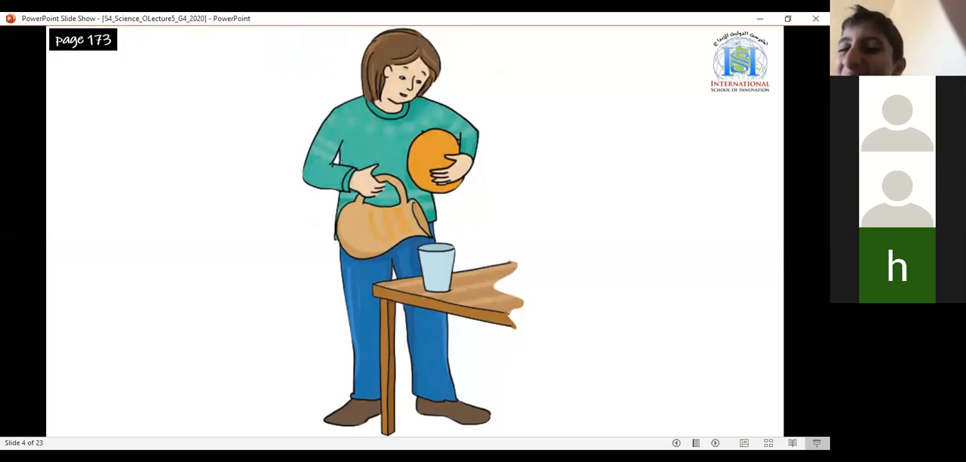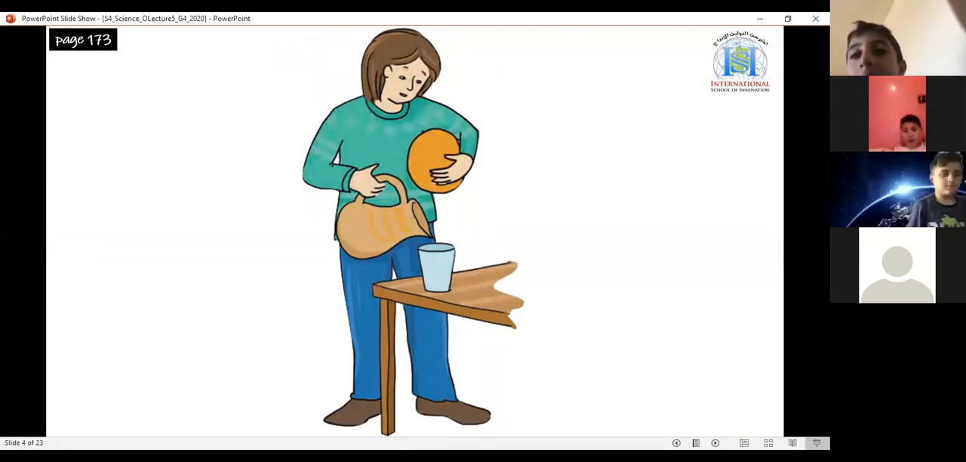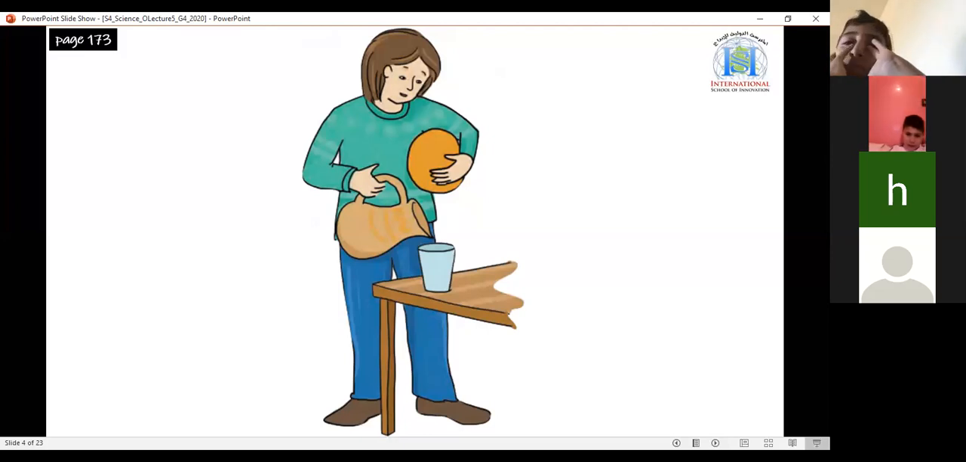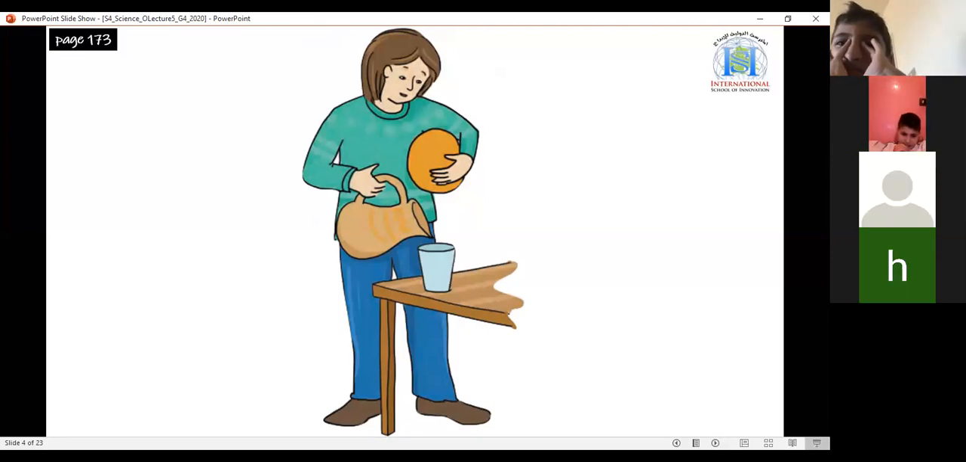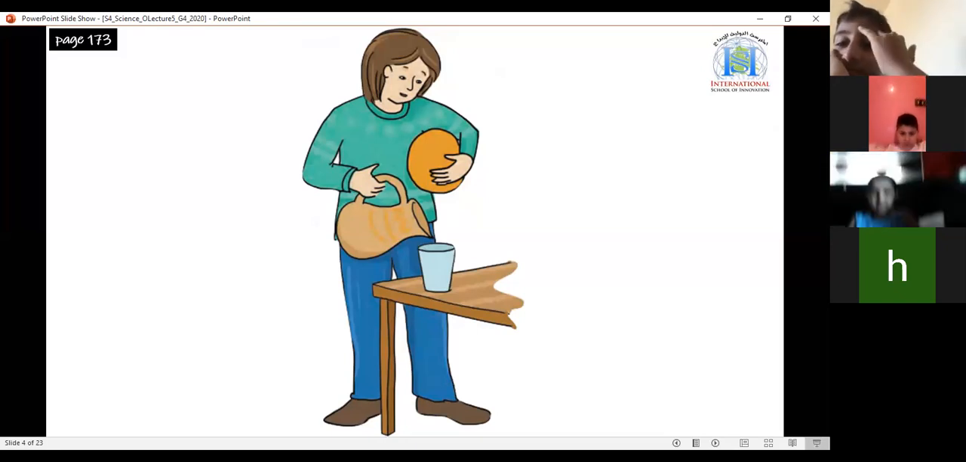Look at the picture and tell me, what are the different types of matter seen? This is a book. The ball that the girl is with. The cup of glass. The ball. The cup of glass, perfect. The ball is made of rubber. The balloon is made of matter. That's right. The table.